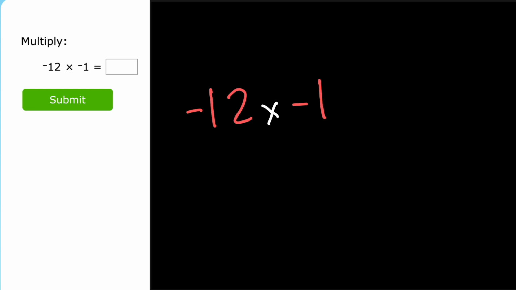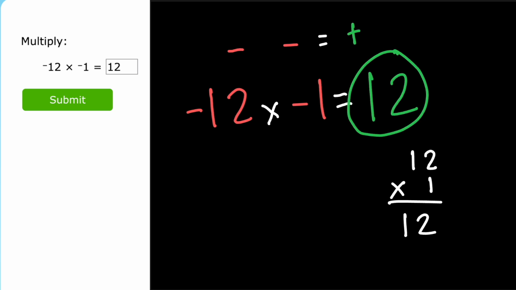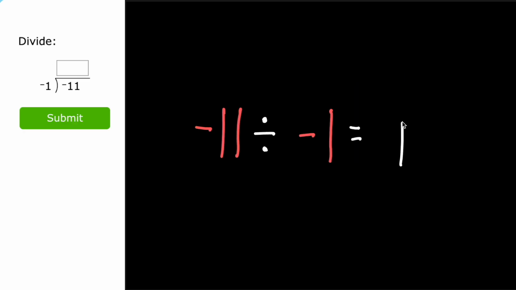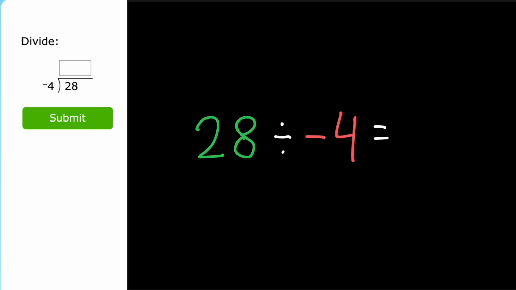When solving, it's best to just treat it normally and focus on the signs after you get an answer. For example, 12 times 1 is 12, and since they have the same sign, it's positive. 3 times 9 is 27, and since they have different signs, the answer is negative. 11 divided by 1 is 11, and since they have the same sign, it's positive. 28 divided by 4 is 7, and since they have different signs, it's negative.